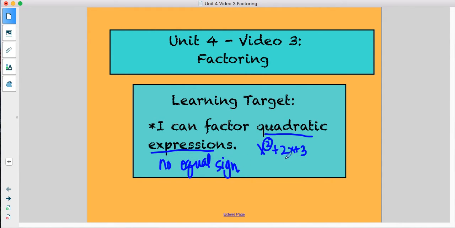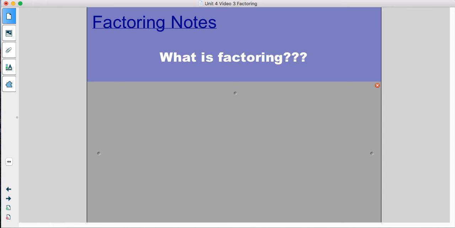Okay, so in this problem that I wrote here, this is a quadratic expression because there's no equal sign, and it's a quadratic because it has the highest degree of 2, or the highest exponent of 2. So what is factoring? Just going to make a little more room right here.